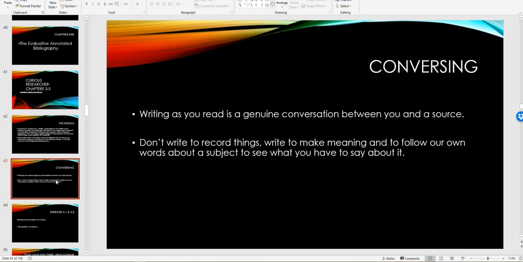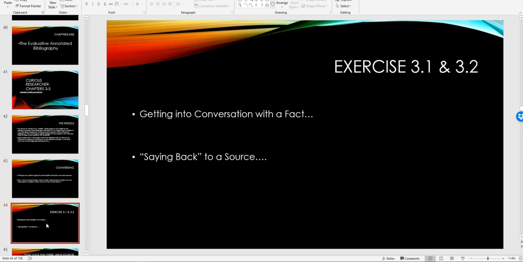So if we look at writing as a genuine conversation between you, the writer, and the source, and ultimately it's going to be a conversation between you, the source, and the reader, right? Don't write to record things. Write to make meaning and to follow your own words about a subject to see what you have to say about it. Sources are used to support your thinking. Let me say that again. Sources are used to support your thinking. This is where you make that move from the research report to the research essay. What is it about your source that will support your thinking, what you want to say?